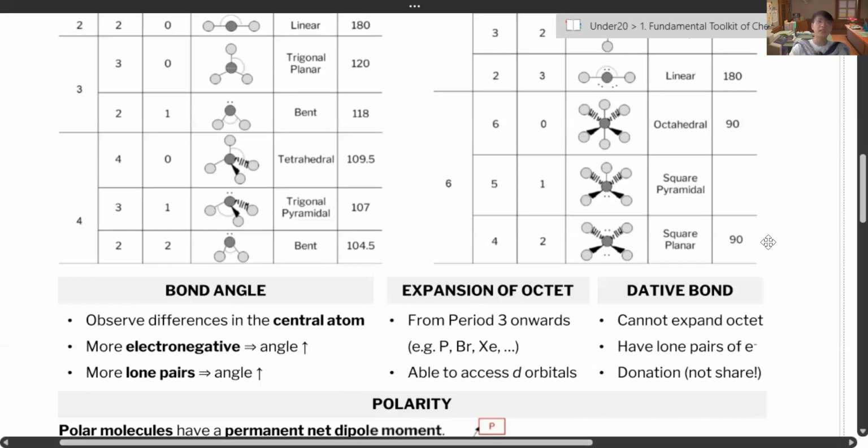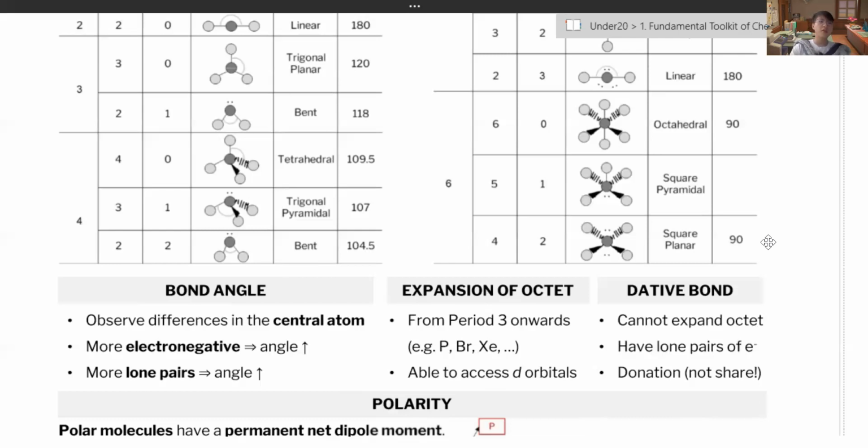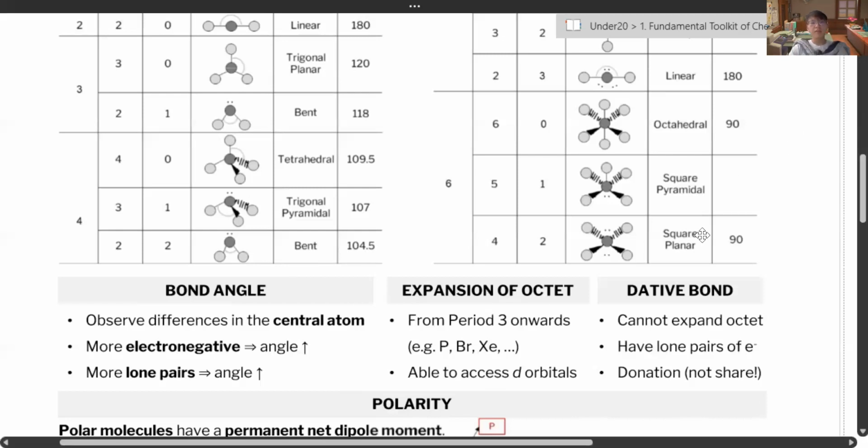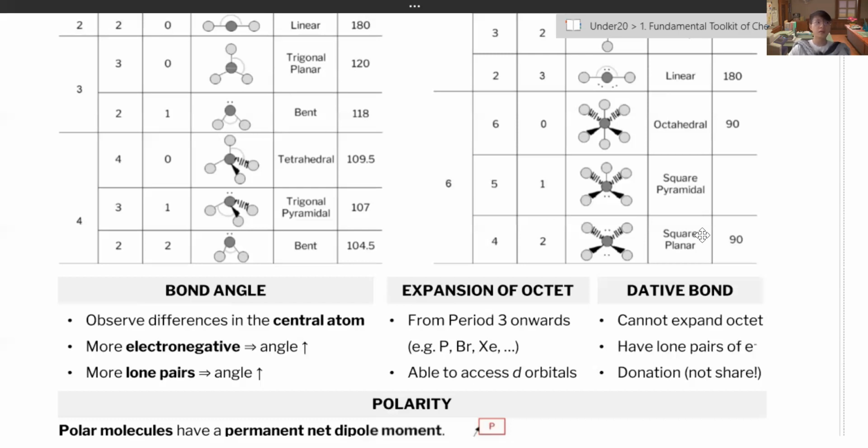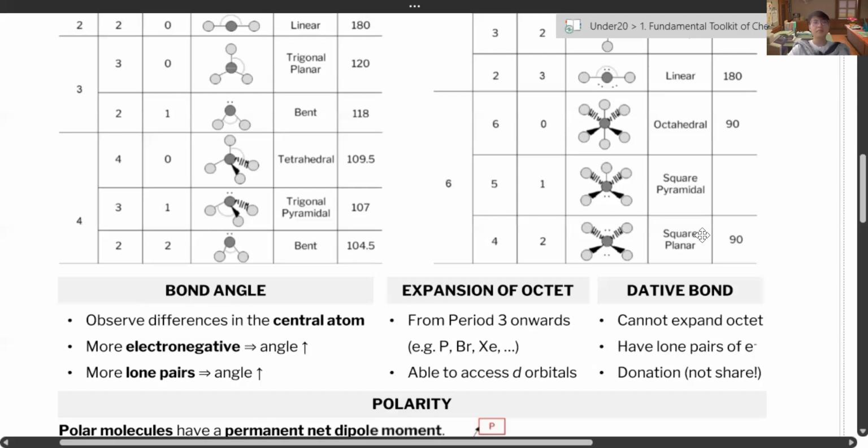Then we look at another type of bonding: the expansion of octet. Expansion of octet only occurs from period 3 onwards. That means if you look at a periodic table, it is the period that contains phosphorus and everything below it. Not the group, the period, okay? So that row. The reason behind this is that from period 3 onwards, you are in principal shell number 3. And principal shell number 3 has 3d orbitals. And 3d orbitals allow you to expand the octet because now you can keep the electrons in there.